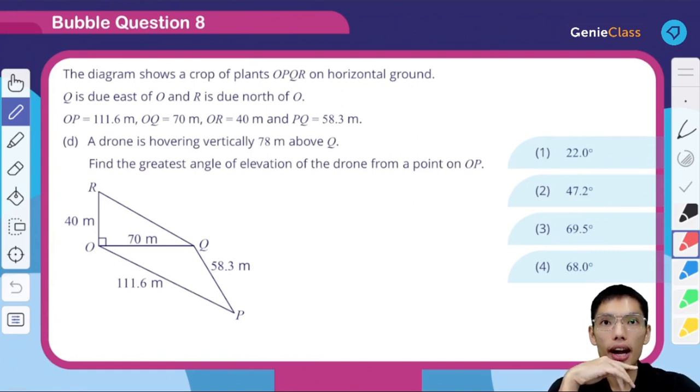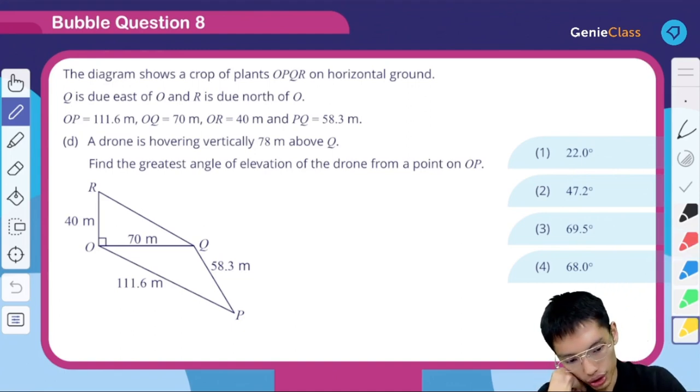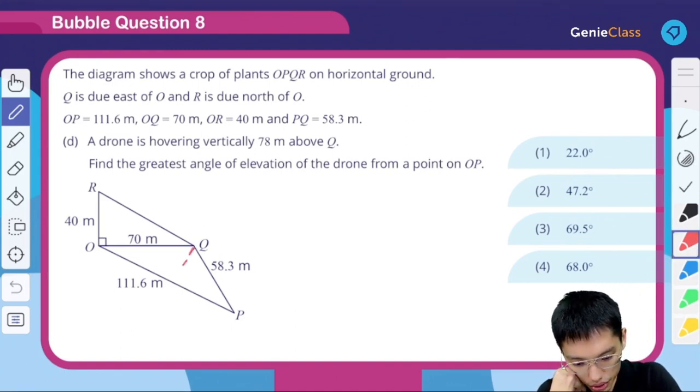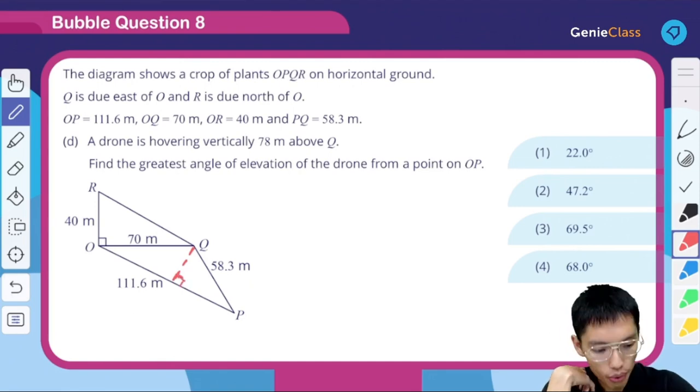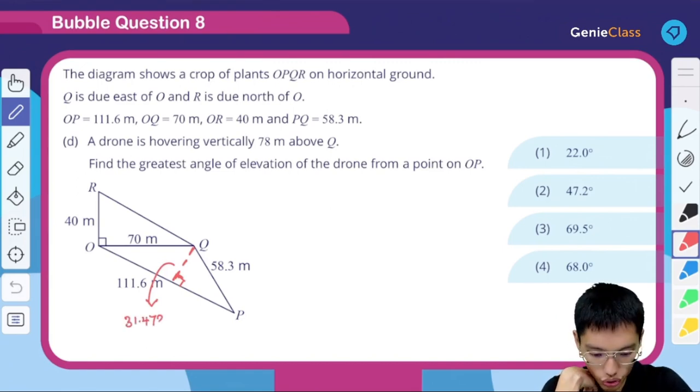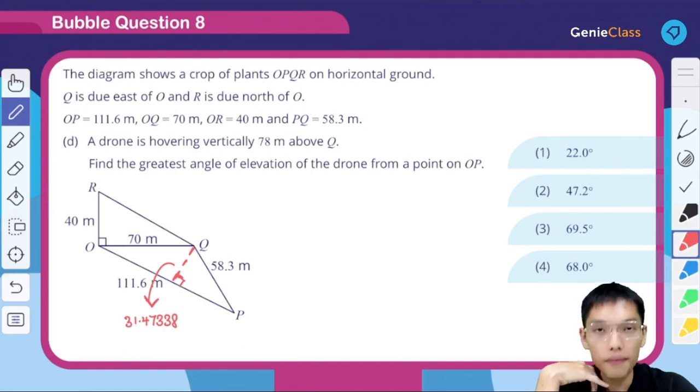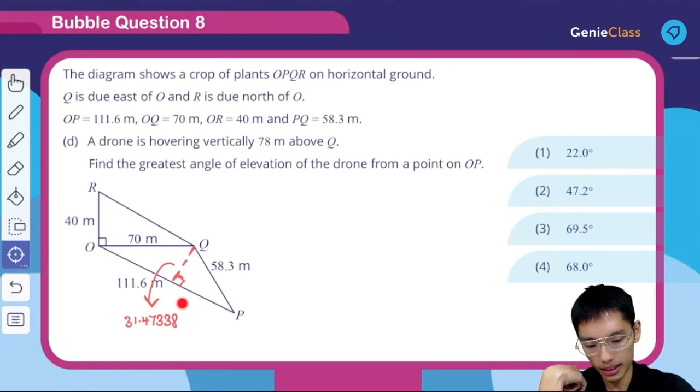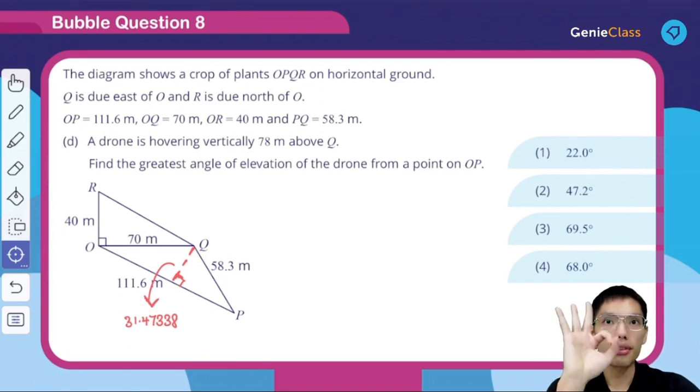Now I have a drone that is hovering. So this is a bit hard to see from the diagram. I have a drone that is hovering vertically above Q. So before that, I will need this, and I will need the length over here, which is 31.47338. How do I find the greatest angle of elevation? Recall and understand why I provide this. Launching my bubble launcher in 3, 2, 1. Let's go.